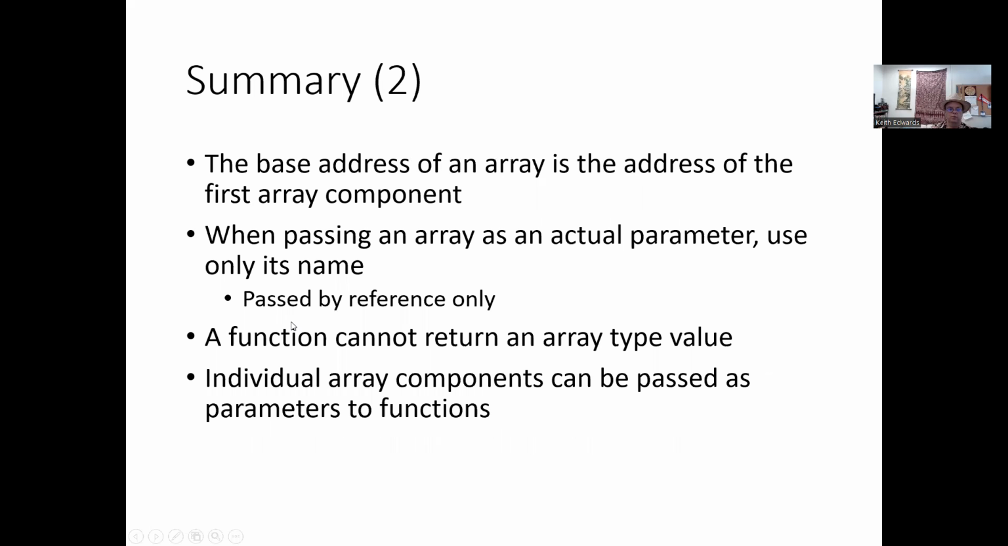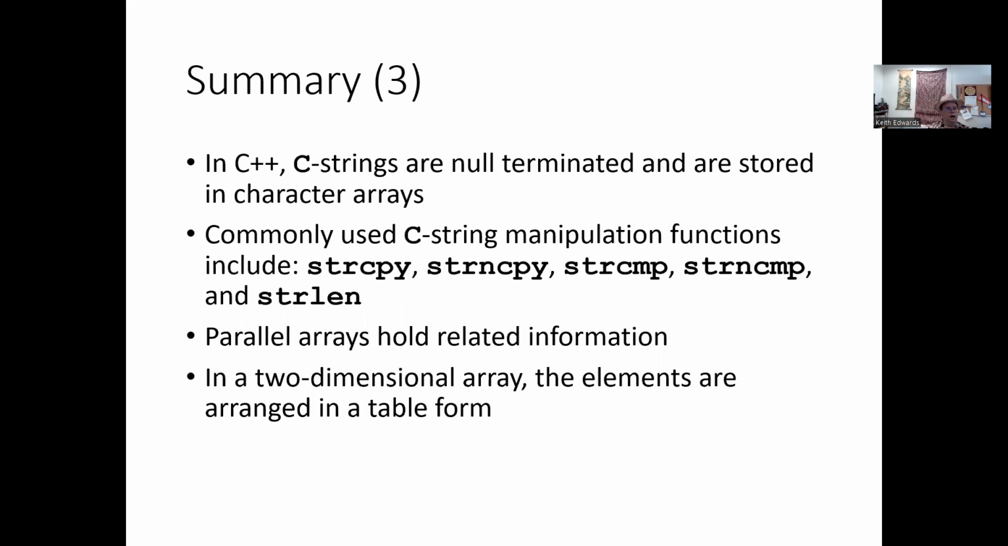The base address of the array is the address of the first component, and then when passing it as an actual parameter, we only use its name. We pass by reference and then indicate the size. A function cannot return an array type, again, because we're passing by reference. The individual components can also be passed as parameters to the function, so you don't have to pass the entire array if you're just working with a single element of it.